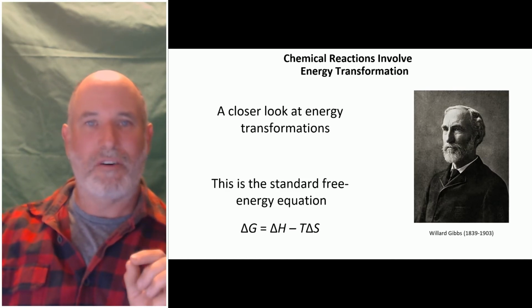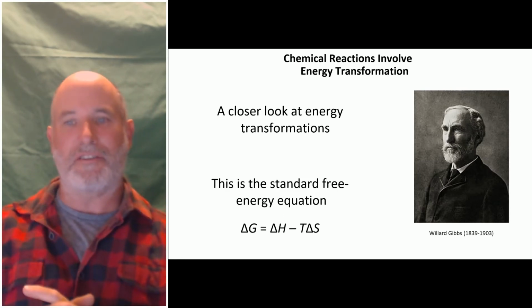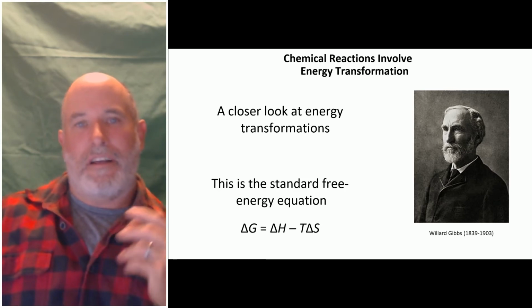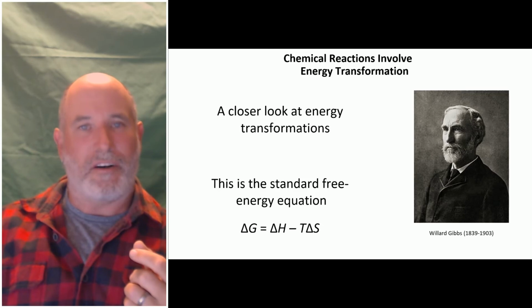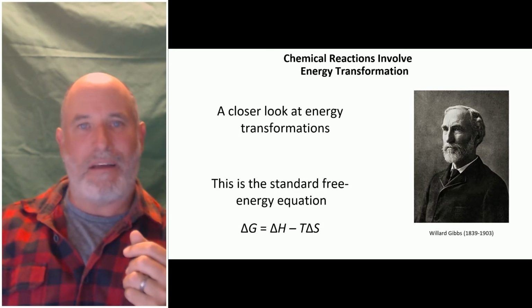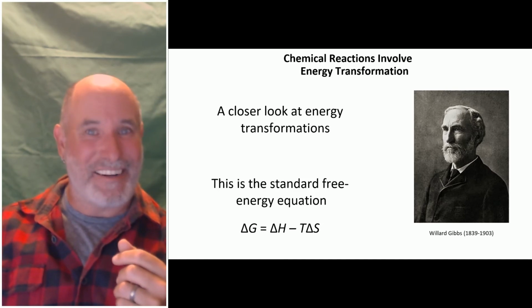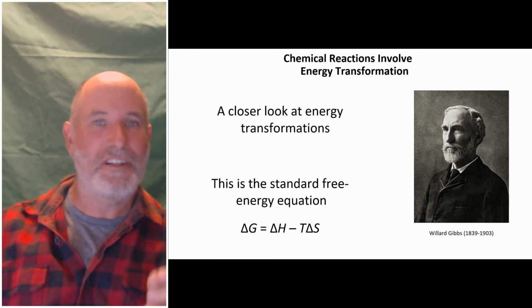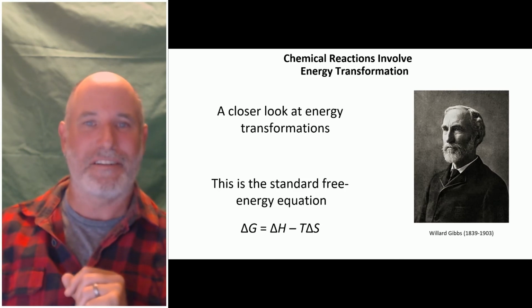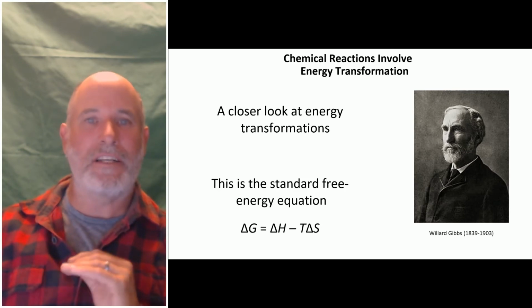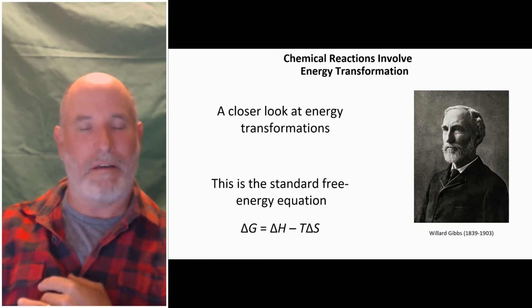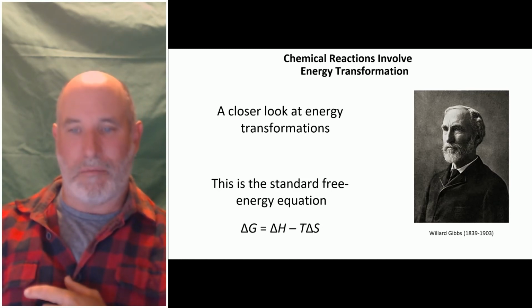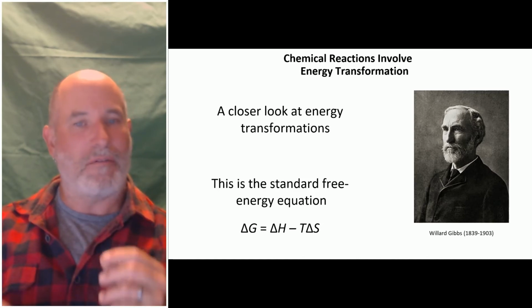We're talking about chemical reactions and how they involve energy transformations. There's an equation that you need to know. It's a standard equation for free energy. And this came up by a guy named Willard Gibbs, who in 1903, Einstein of all people, said this was the smartest American scientist. And he was instrumental in our development of our understanding of thermodynamics.